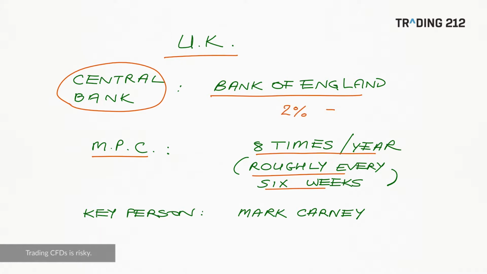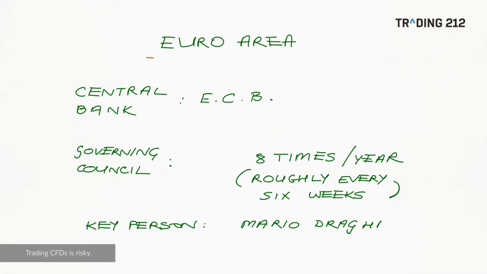That isn't set by the Bank of England. That target is set by the UK government. And a key person at the Bank of England is the Governor, Mark Carney, the former head honcho of the Bank of Canada. And now for the euro area.